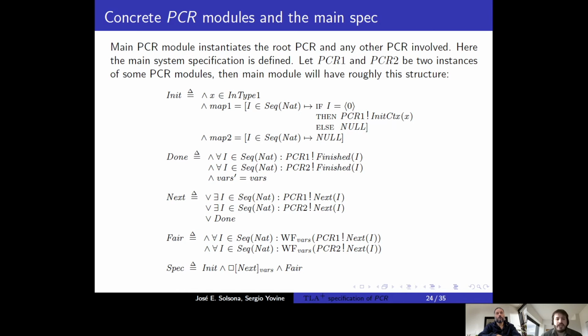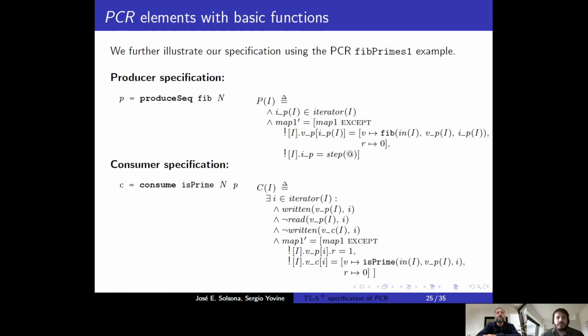So we see the init state predicate initializes the context mappings for each of the PCRs. The next step says that any of these two PCRs can do an action. Now we further illustrate our specification using the PCR Fib1 example.